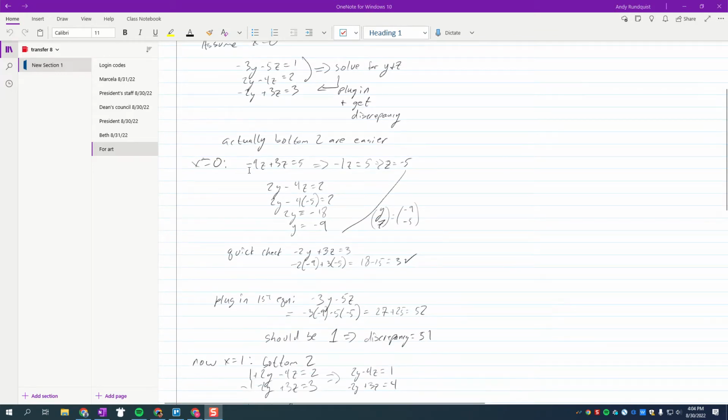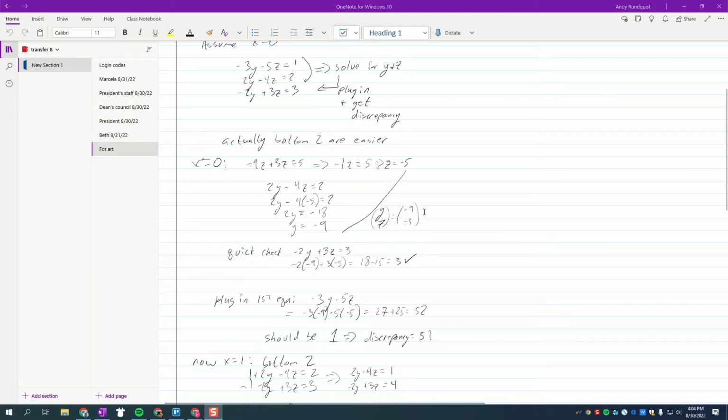So at x equals 0, if I plug in x equals 0, I can do some manipulations and get what z needs to be, -5, and then plug back into just one of these bottom two, and I can get what y needs to be, -9. Quick check that it actually satisfies, because I did the middle equation to get from z to y. I'll double check in the bottom equation, make sure I didn't do anything stupid. Yep, it works.